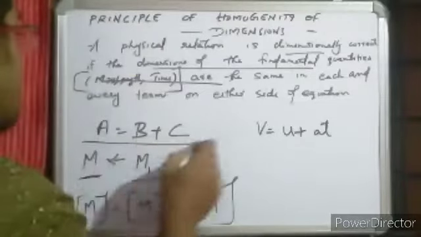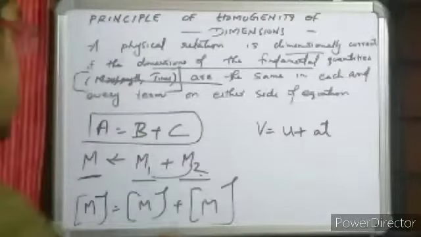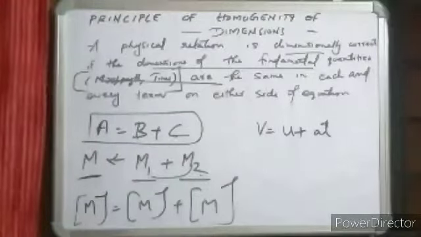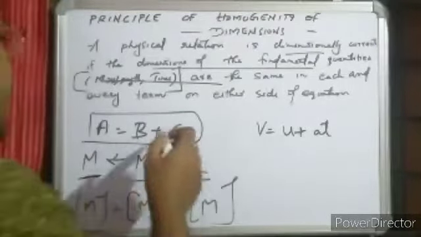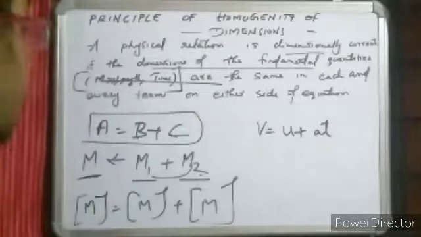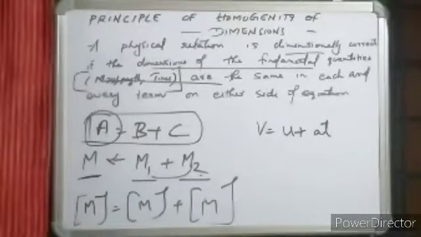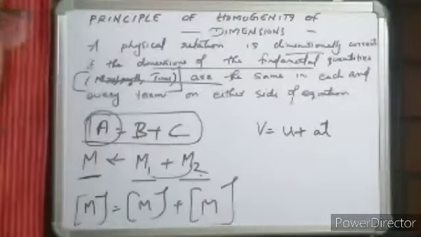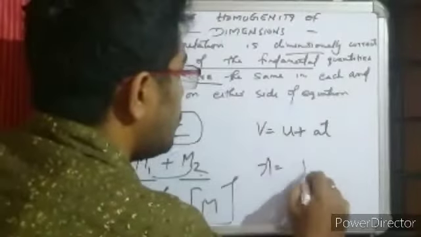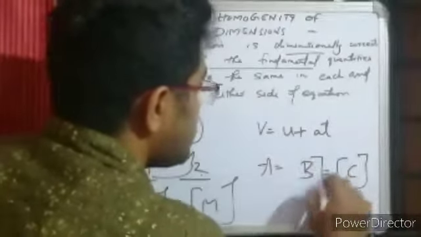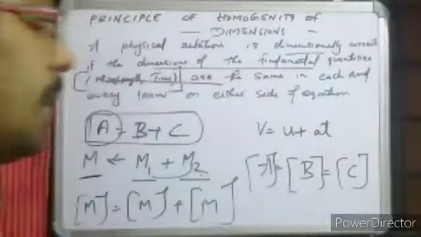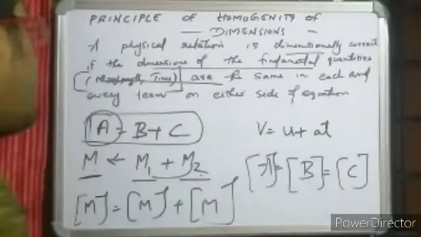If I want to write A as equal to B plus C, then the dimension of B and C should be equal so that I can add. And even if I add it, again I should get in A the same dimension as that of B and C. So I can write the dimension of A should be equal to that of B, which again should be equal to the dimension of C.